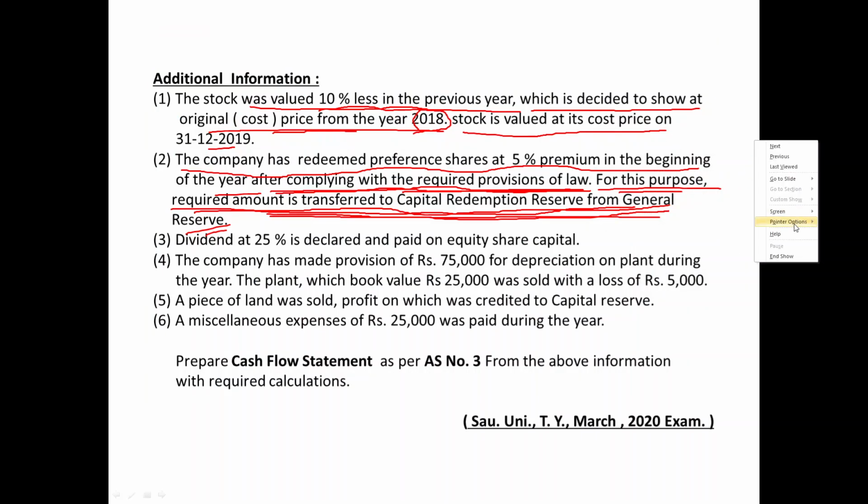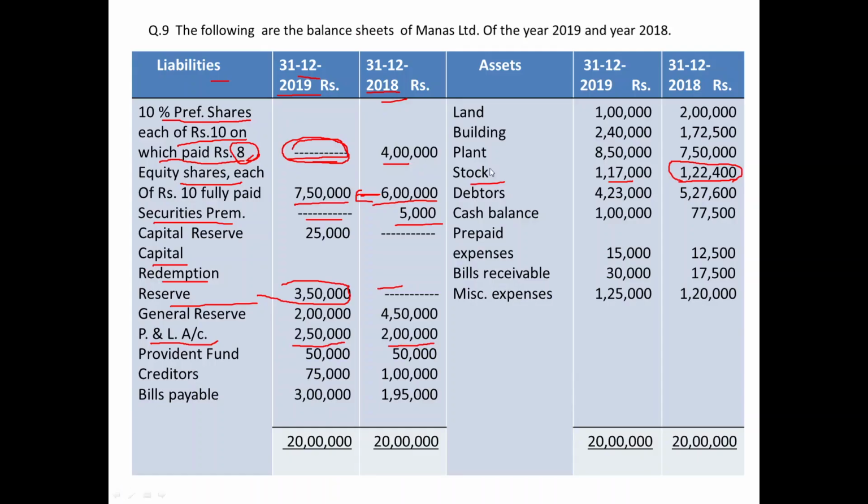Point number 3, dividend at 25% is declared and paid on equity share capital. On equity share capital, 25% dividend has been declared and paid. Have a look. What is the position of equity share capital of the last year? Rupees 6 lakh. Second item on the liability side, equity shares 6 lakh. Closing balance of last year 6 lakh. So 25% of 6 lakh is 1,50,000.